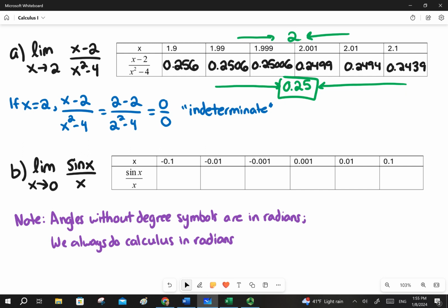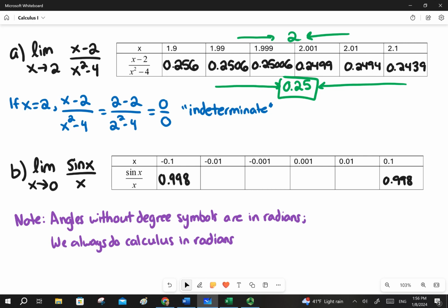Later on, when we learn the derivatives of the trig functions, the formulas we learn will only be true if the angles are in radians, not degrees. Using my calculator to fill in the table, I get when x is negative 0.1, sine of x over x is 0.998. That is the same value I get when x equals 0.1.